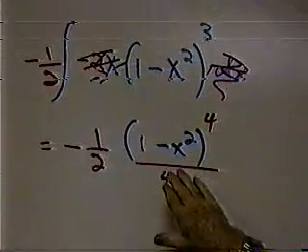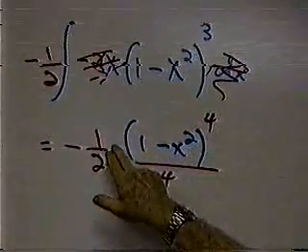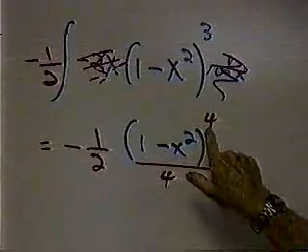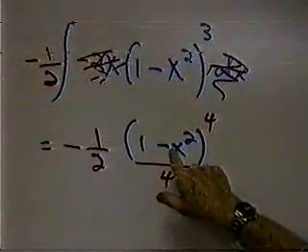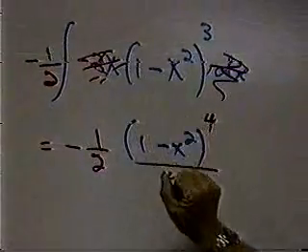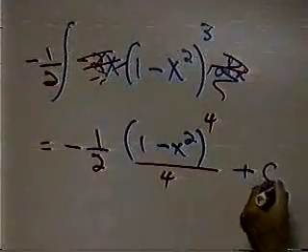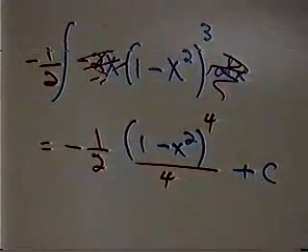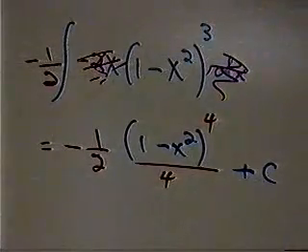Now let's take the derivative of this. If I take the derivative of this, I move the 4 out in front, it divides out, changes that to 3. And then I have to take the derivative inside. The derivative inside is a minus 2x. So if I take the derivative of this, it comes back to what I had to start with.